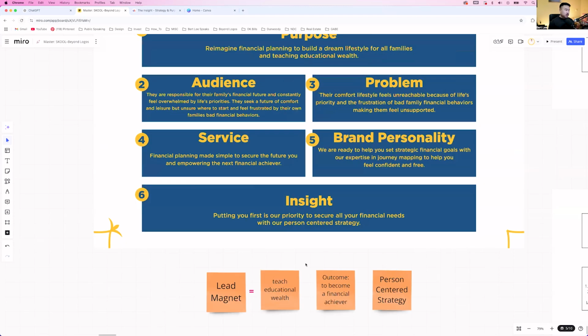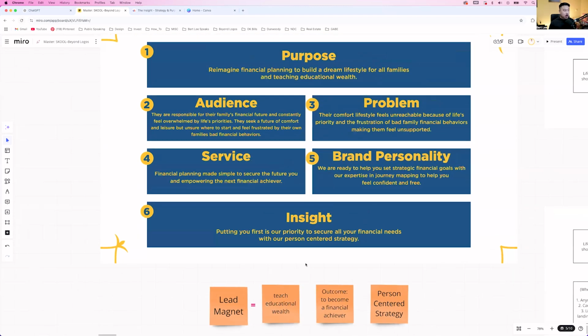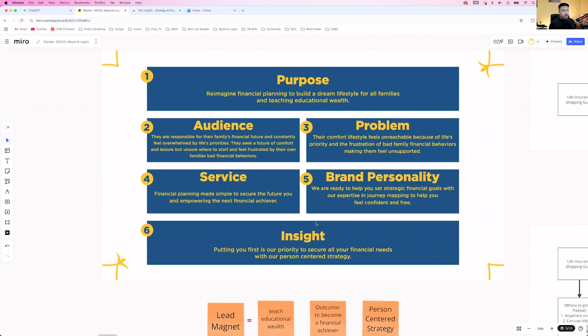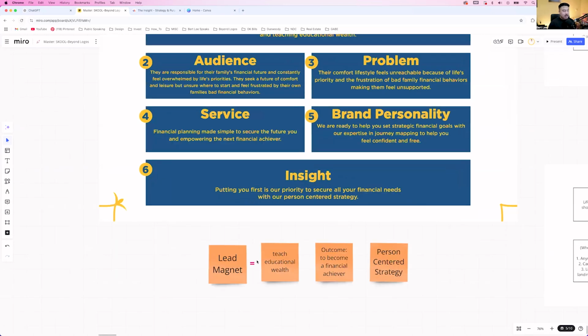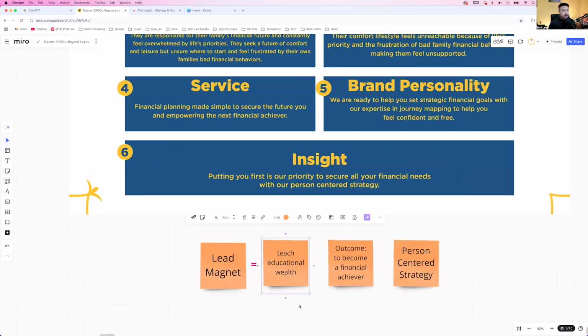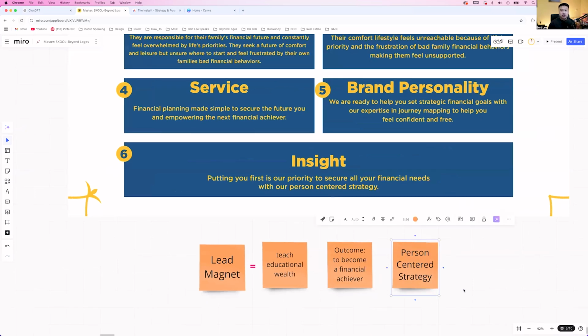So now we have an understanding of, okay, how do we even get to our lead magnet? It's by building a powerful brand messaging recipe book or a brand one pager. From there, we take these wordings and discoveries and turn them into a powerful lead magnet that gives the person reading it an outcome. So after downloading our lead magnet, they will be taught about educational wealth. They will become a financial achiever, and that's through a person-centered strategy.